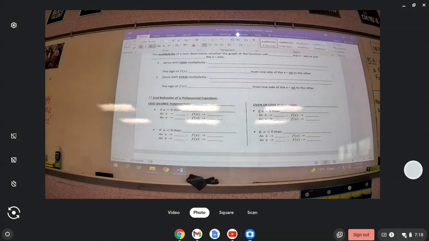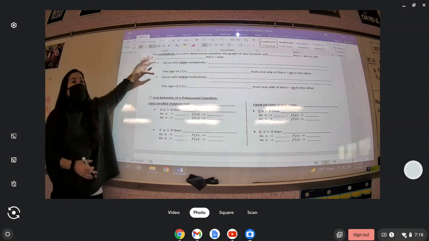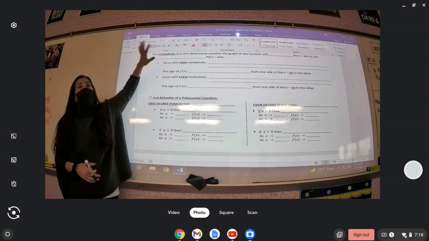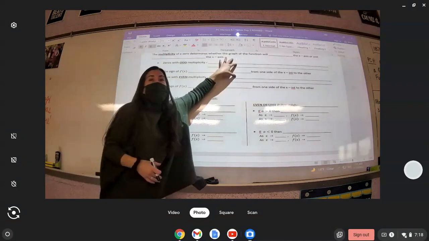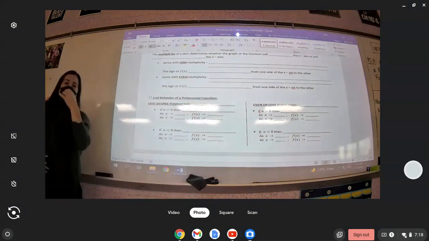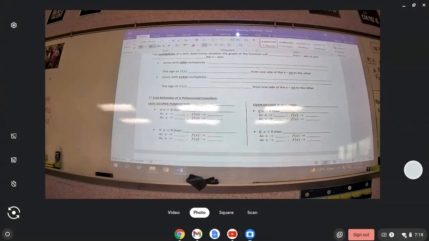All right, guys, we left off yesterday talking about the multiplicity and the effect that it has on the graph. We saw that when a 0 repeats an odd number of times and has an odd multiplicity, then the graph will cross over the x-axis. And the higher that multiplicity is, the more of the flattening out effect it has.